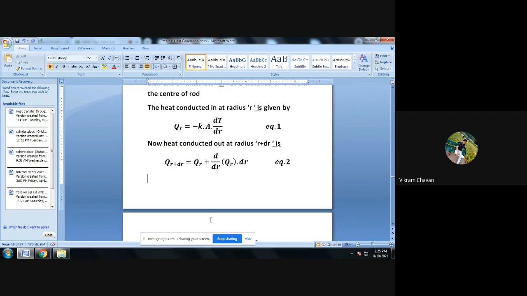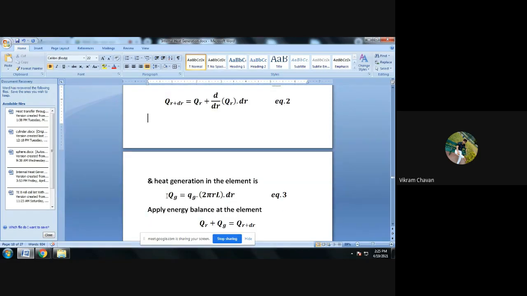And the last equation is heat generation in the element. So heat generation per unit volume per unit time is nothing but q suffix g. Then we want only heat generation per unit time, so we have to multiply it with the volume of the element. So volume of the element is nothing but 2 pi r l multiplied by dr.